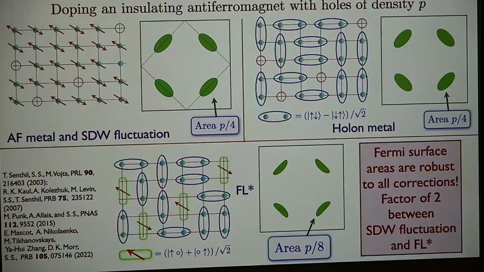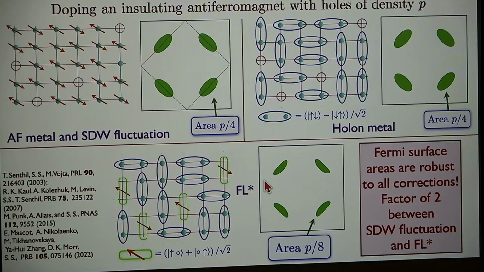Here's the summary slide. There are 2 different areas, but all for different reasons. In the antiferromagnetic metal, you have 2 pockets because the Brillouin zone is halved, and you have spin degeneracy, so it's P over 4. Here you have 4 pockets, but no spin degeneracy, so it's again P over 4. Here you have 4 pockets and spin degeneracy, so the area is P over 8.